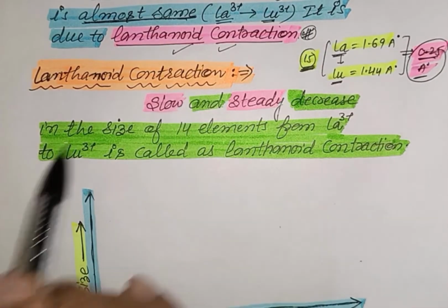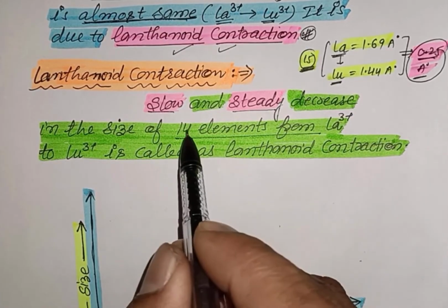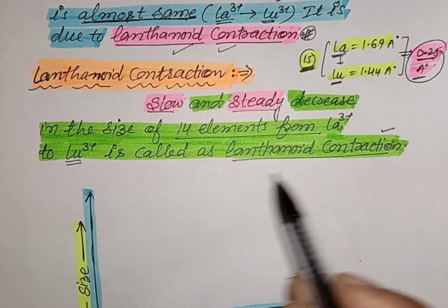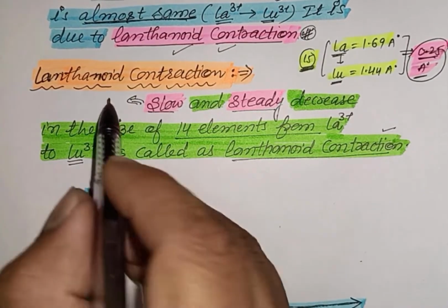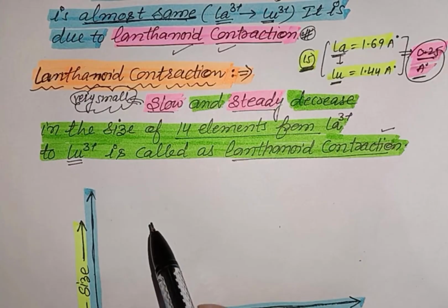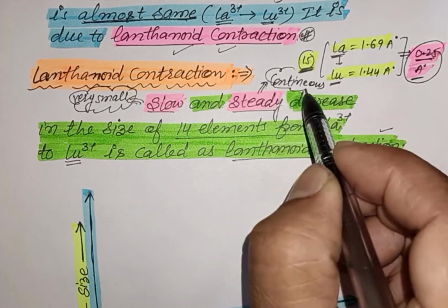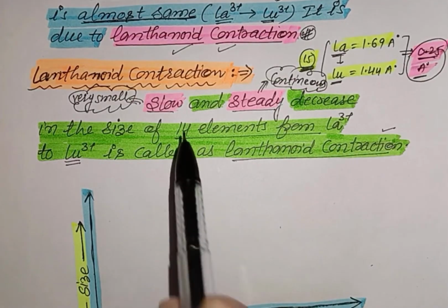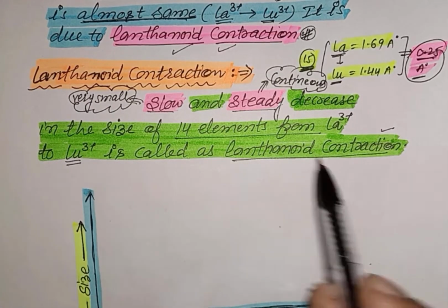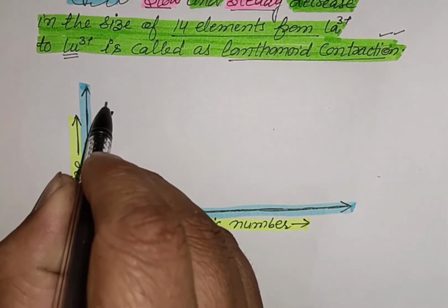Now next is the lanthanoid contraction. The definition is: the slow and steady decrease in the size of the 14 elements, or I can say the 15 elements, from lanthanum to lutetium is called lanthanoid contraction. What is the meaning of slow? Slow means a very small decrease in size. Steady means a continuous decrease in the size from lanthanum to lutetium. So a very small and continuous decrease in the size of the 14 elements after lanthanum, from lanthanum to lutetium, is called lanthanoid contraction.